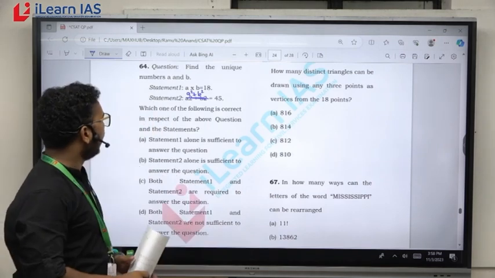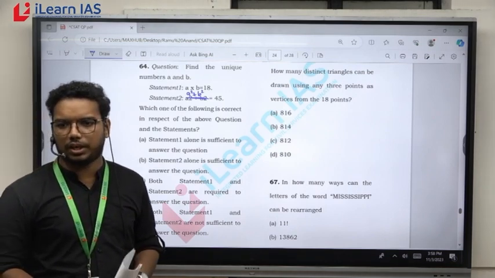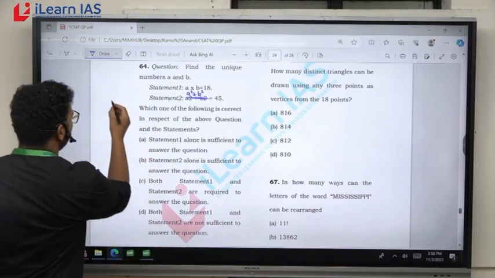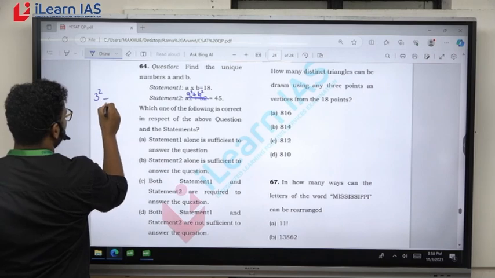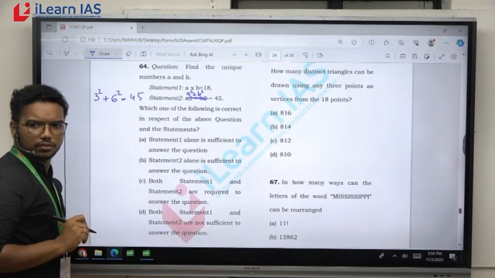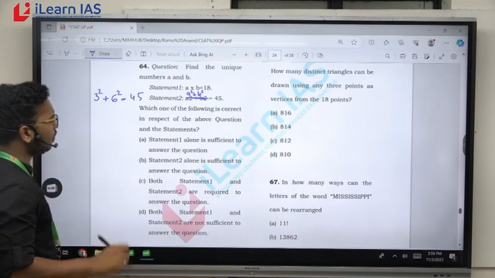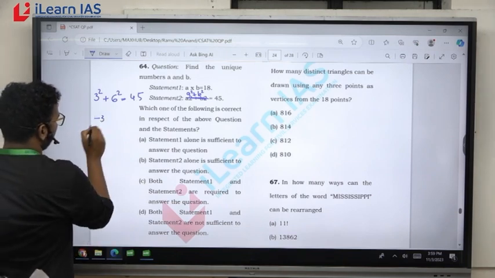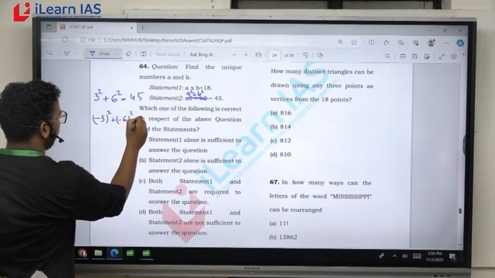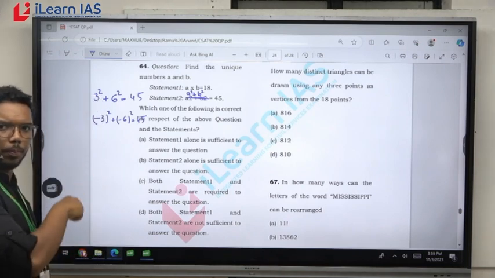A square plus b square equal to 45. Let's check. 3 square plus 6 square equal to 45. Okay? Now, consider one more thing. Minus 3 the whole square plus minus 6 the whole square equal to 45. So, we got two pairs of numbers.